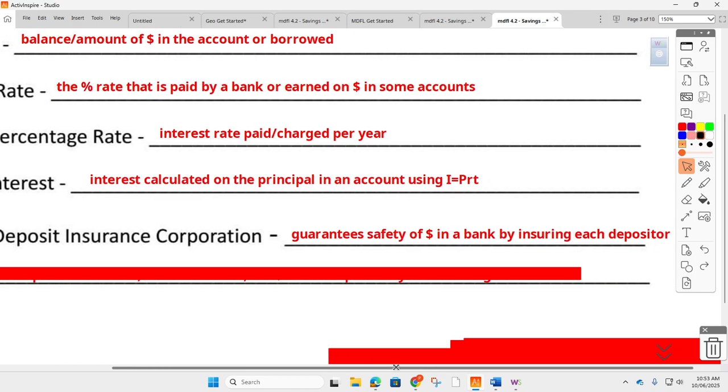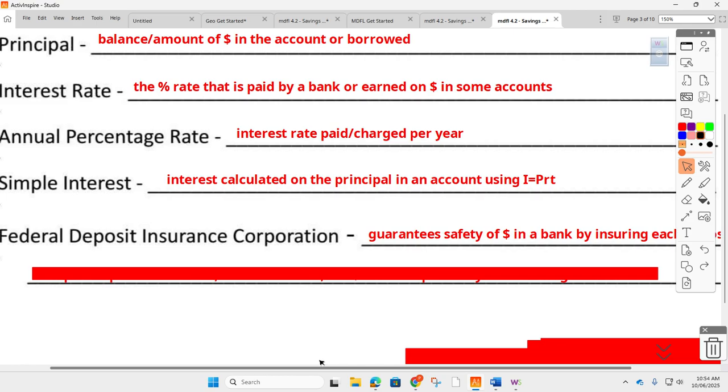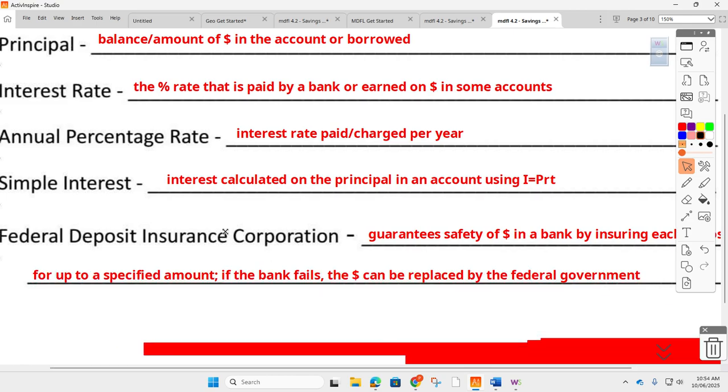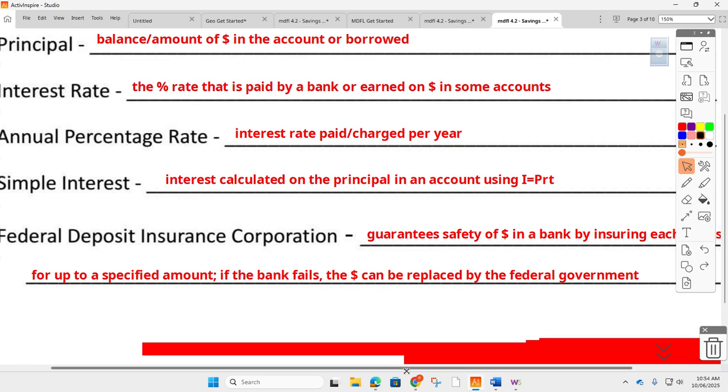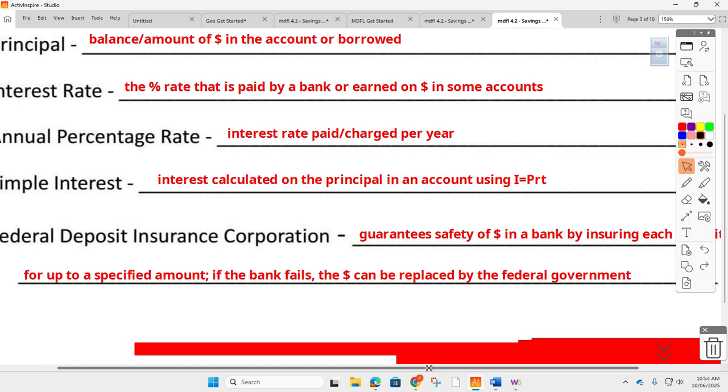For me, it's not a problem, but if you have a lot of money, you might want to split your money up and put it in different banks, because they typically only insure $250,000, maybe it's up to $300,000 now, I don't know, but up to a specified amount. If the bank fails, the money can be replaced by the federal government. Depositor.